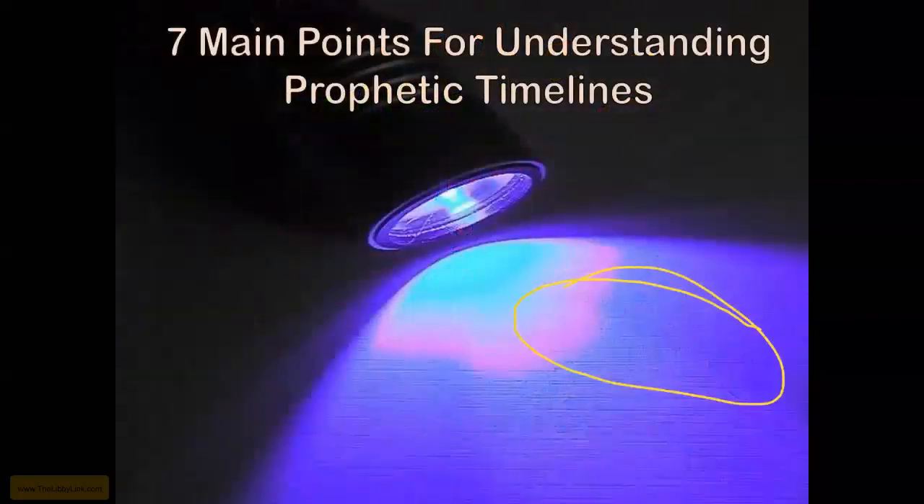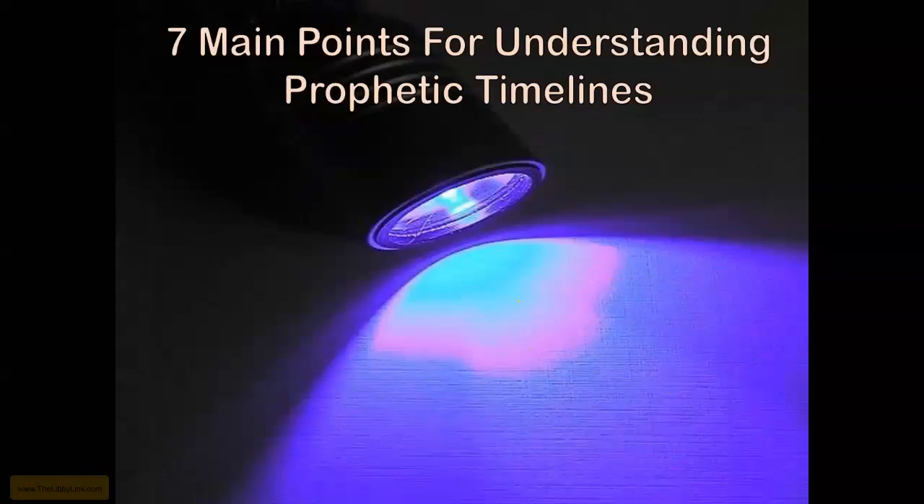Seven main points for understanding prophetic timelines. In order to understand how to work with timelines, first we have to find out whether Daniel 4 is a symbolic vision or a literal vision. So tonight we are going to examine 7 important points. Every single point has something to do with questions around timelines found in Daniel and Revelation.